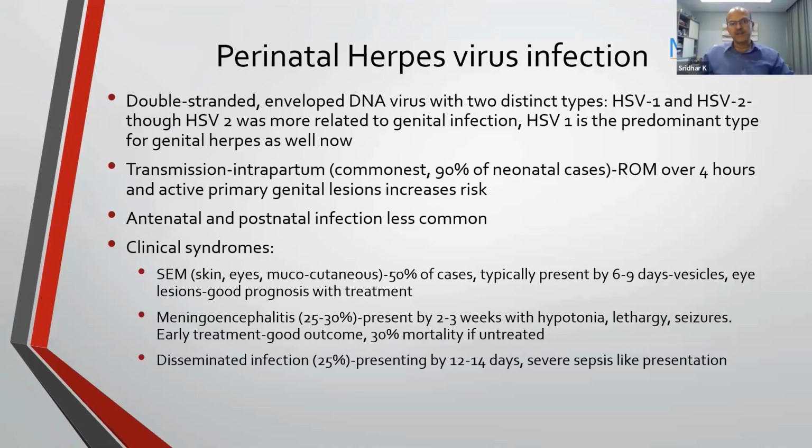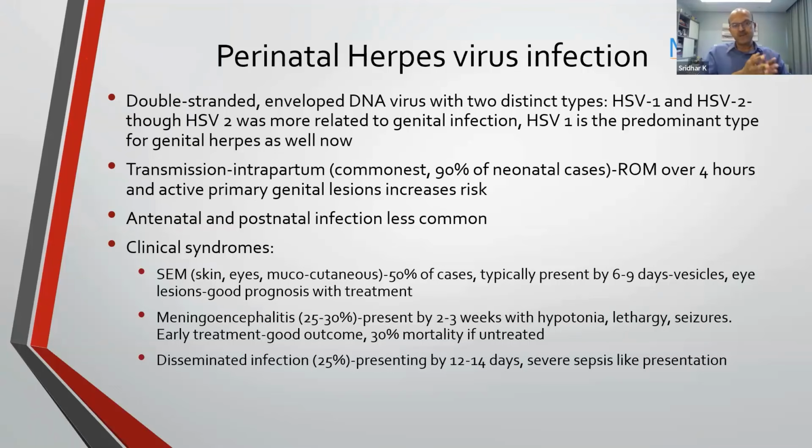The transmission usually is intrapartum, and that's why there is a protection of cesarean section before the membrane rupture or within 4 hours if possible, if there are active genital lesions. Antenatal and postnatal infections are less common.